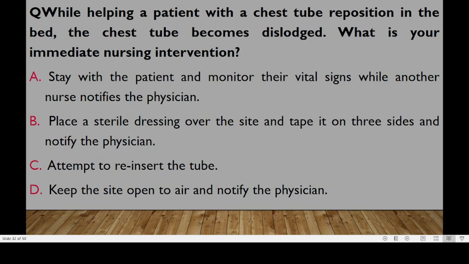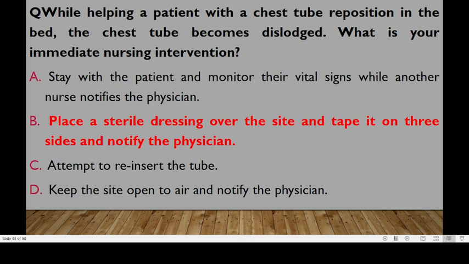Well, D will result in tension pneumothorax, right? Yeah. In attempting to reinsert, you have to inform the physician who is going to do that. When you just stay with the patient and monitor the vital signs, what are you doing? You have not helped the patient. Instead, you need to place a sterile dressing over the site and tape it on 3 sides and then notify the physician.